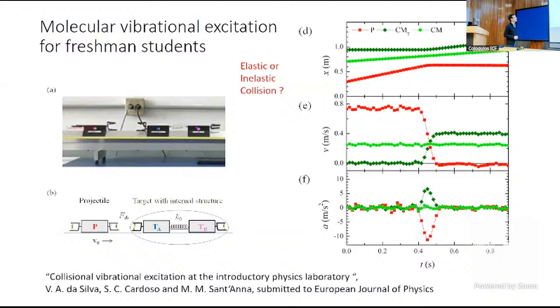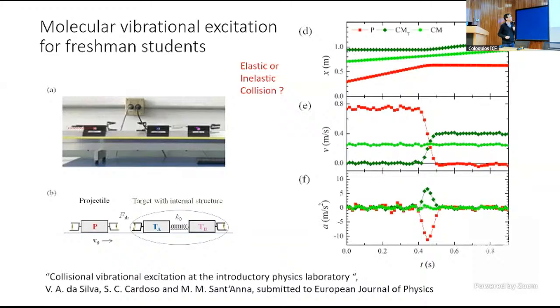So what is an inelastic collision for us? It's a collision where you excite some internal degree of freedom. With the same data, when they plot the global center of mass, the center of mass of only these two and the projectile, they see an inelastic collision. The projectile stops, all the energy is gone somewhere else, and the center of mass of the target has part of the energy, but not all of it.